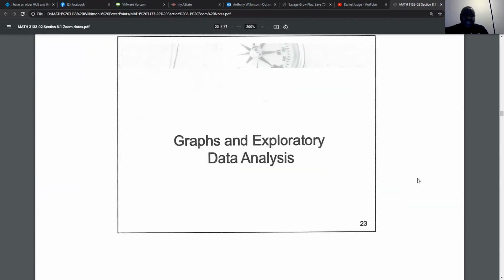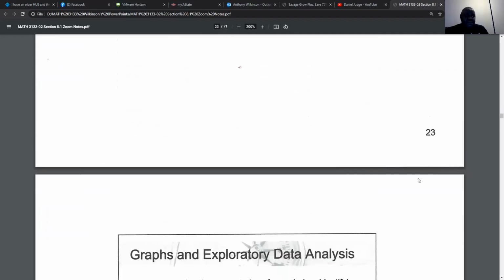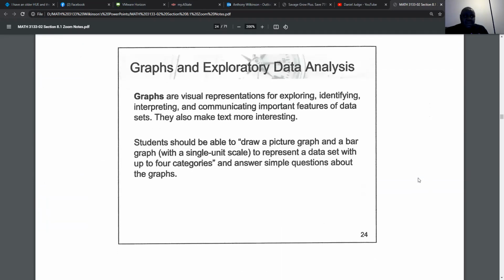Okay, next we'll look at graphs and exploratory data analysis. Now, graphs in this case are visual representations for exploring, identifying, interpreting, and communicating important features of data sets. They also make text more interesting. So here your students are going to be able to draw a picture graph and a bar graph to represent data with up to 4 categories. That's just the expectations. And then answer simple questions about the graphs.